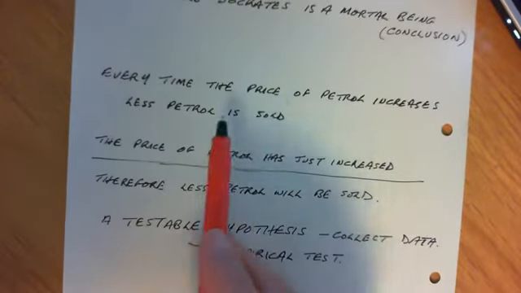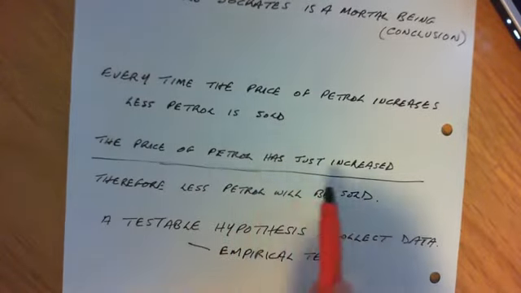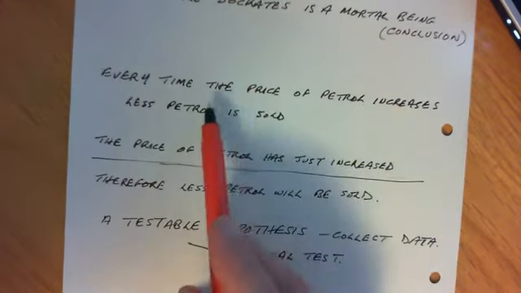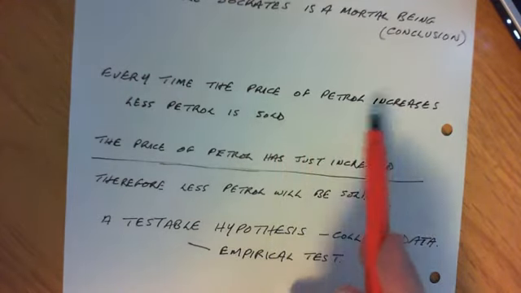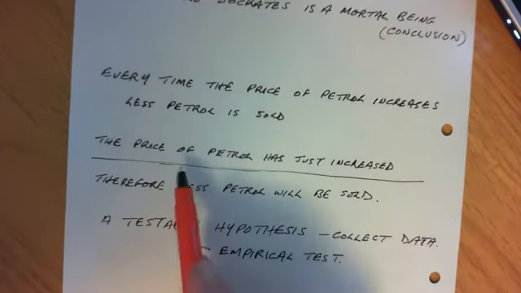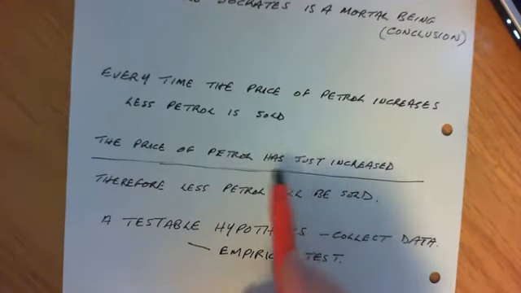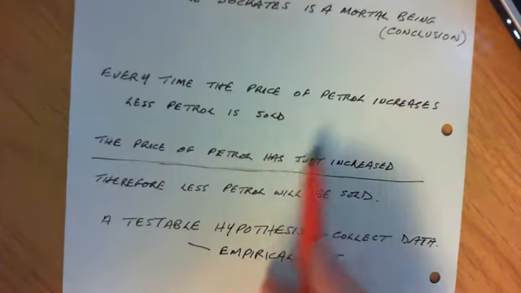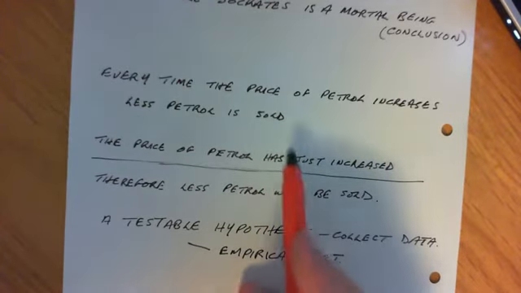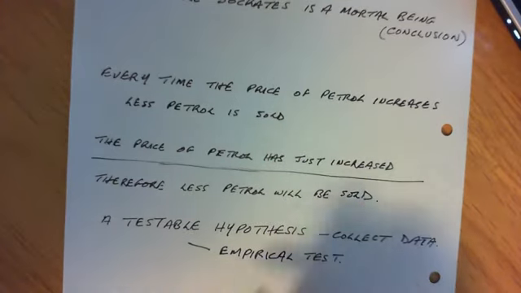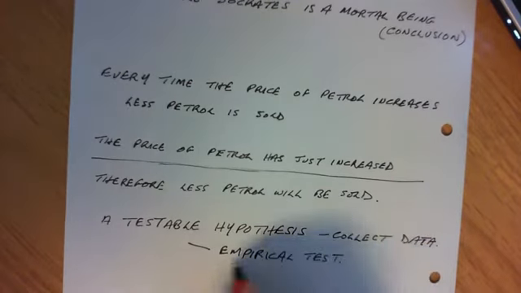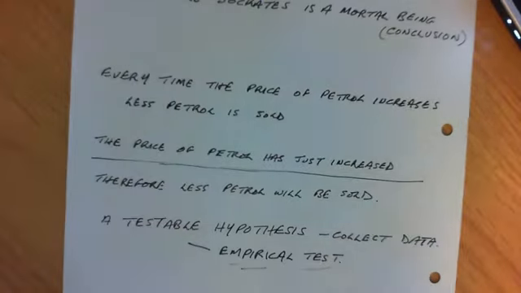So we collect some data. The price of petrol has just increased. We collect the data on the increase. We collect data on the petrol sales at various prices over the years, and we adjust them for inflation, and we do all sorts of complicated economics manipulations of the data to try and get a true picture, and then we do the test using some statistical technique. That's called an empirical test. So we can test the data.